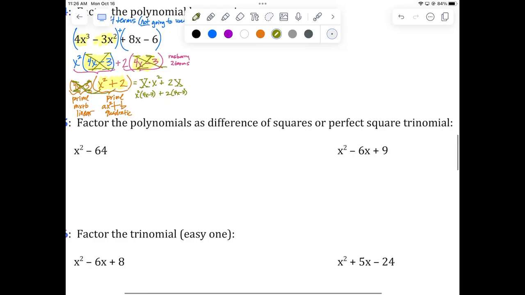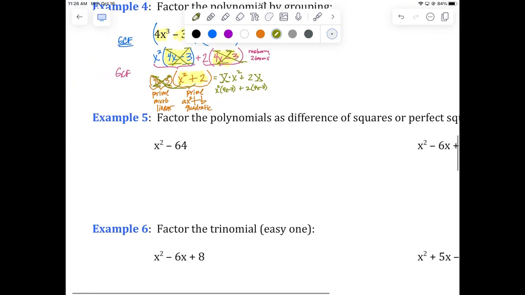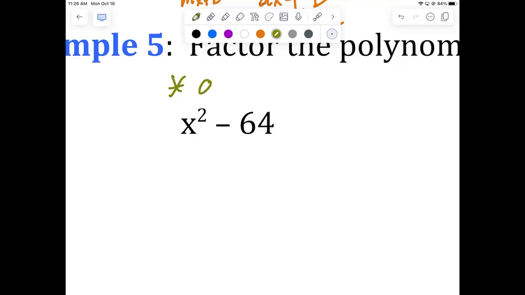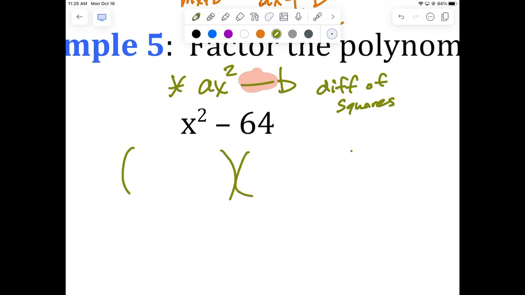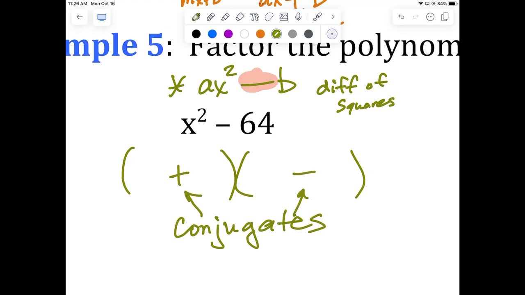Now we're going to factor by doing a difference of squares or a perfect square trinomial. This one is important. This is of the form ax squared minus b. This one is factorable. This is a difference of squares. Here's what a difference of two squares factors into. It factors into a double bubble. Okay? These are going to be called conjugates. One of them is plus, one of them is minus. That's what makes them conjugates. You got to remember this. A difference of squares will factor into two conjugates.